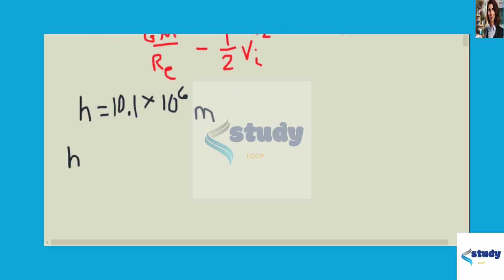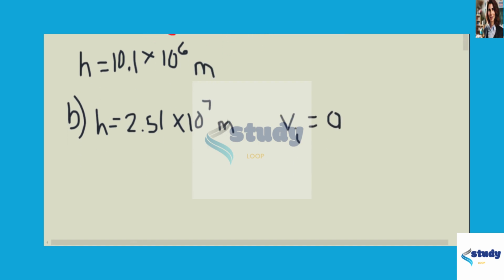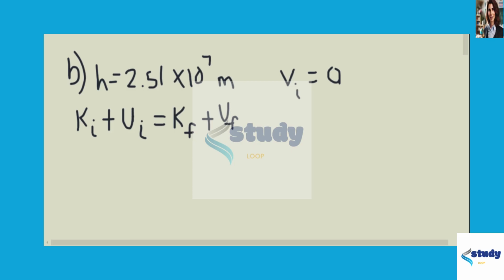So let's look at part B. So it says that at a height of 2.51 times 10 to the 7th power meters, it's at rest. So that means that the velocity, and we'll call that initial, is 0. So let's do this again. Kinetic energy plus potential energy equals kinetic energy plus potential energy. And we're concerned about striking the Earth.